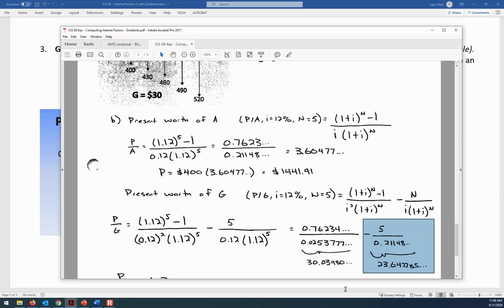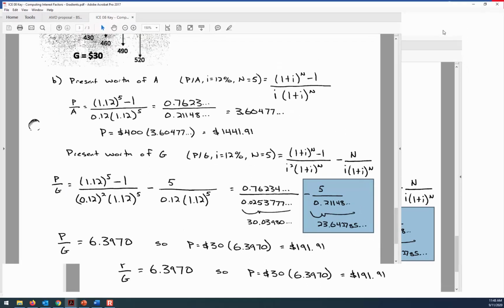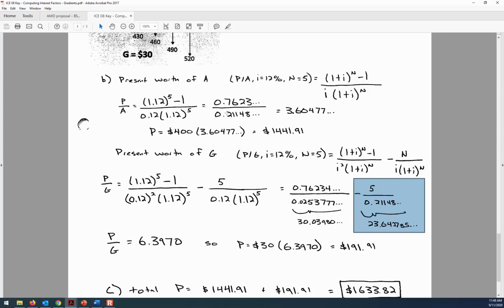So as was mentioned in the guesses, the ratio of P to G is 6.3970, and that means if you multiply that by $30, then the present value of the gradient part is $191.91, which means the total, if you add together the amount that came from the annual series plus the amount that came from the gradient, is $1633.82.